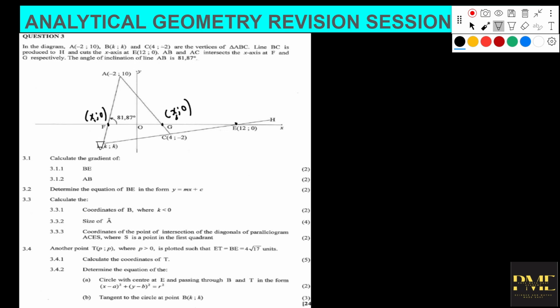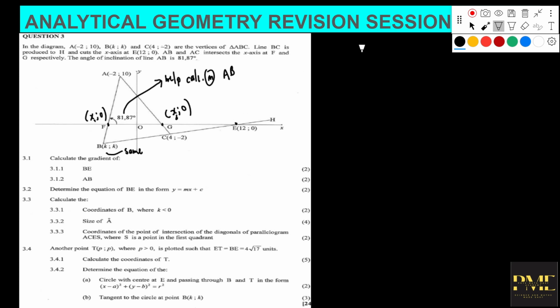Another thing we can say is that the coordinates of B are (k; k). In other words, since one variable is used, the value of k will be the same for x and y at B. One last thing: we are given the angle of inclination as 81,87 degrees. This can help us calculate the gradient of AB. So this gradient might help us calculate the gradient of AB. I think that's all we could do in terms of mini analysis.